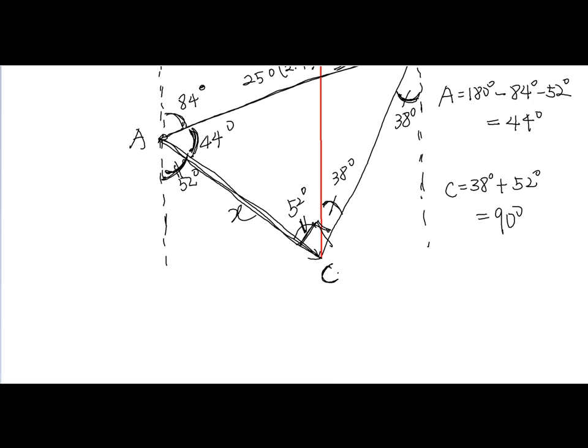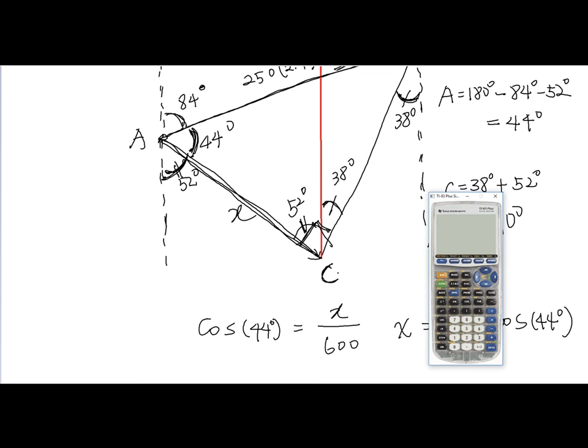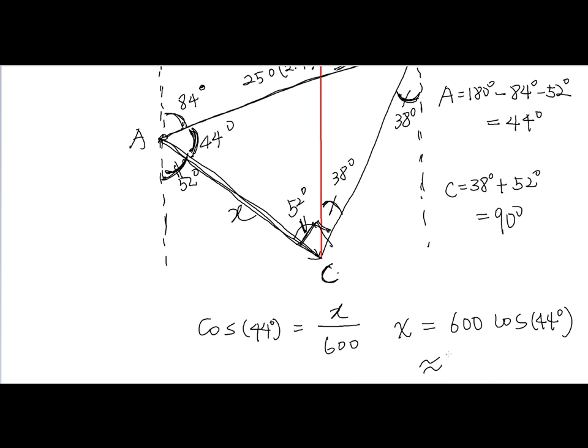So cosine 44 degrees is adjacent, which is x, AC, over hypotenuse 600. So AC, x, is equal to 600 times cosine 44 degrees. So if you multiply 600 times cosine 44, it gives me 431.6 miles, approximately.